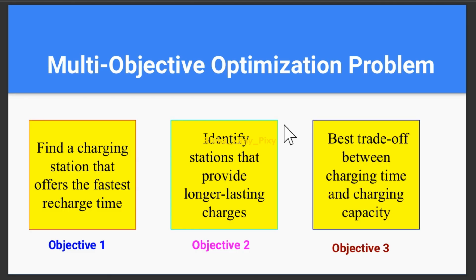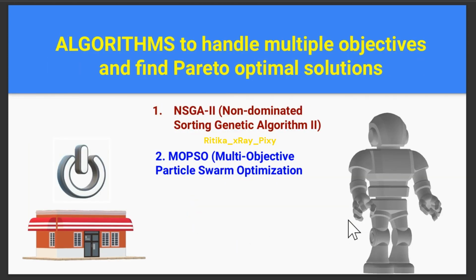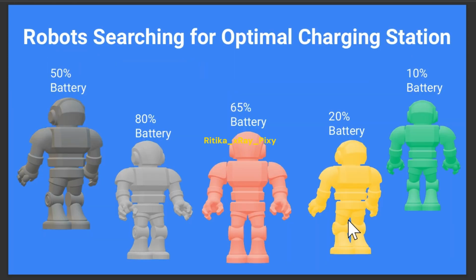The concept of Pareto optimality can be applied here, where no robot can be made better off without making another robot worse off. This means finding a balance where the overall system needs are met efficiently. So each robot has a different battery level, which leads to multiple objectives for finding the best charging station. Some robots need a quick charge, others need long-lasting charges, and so on.